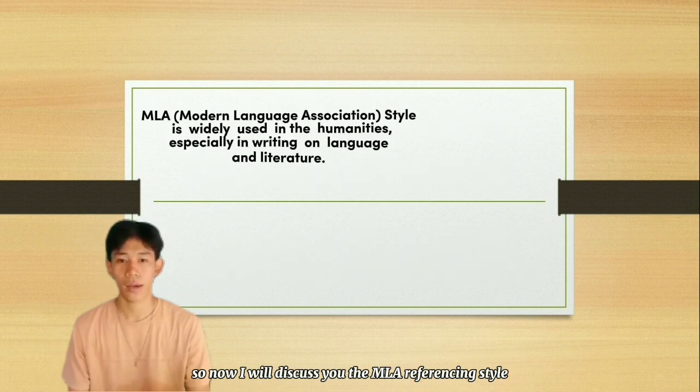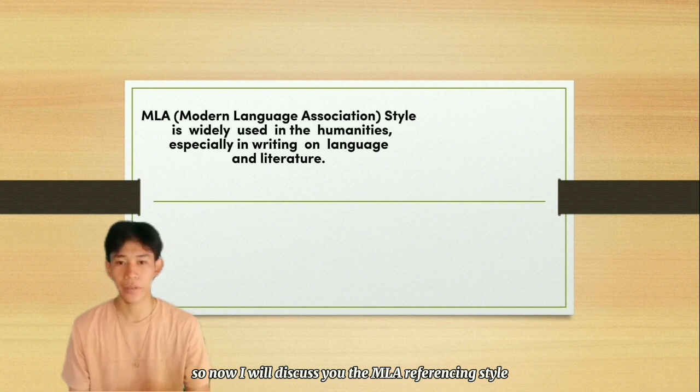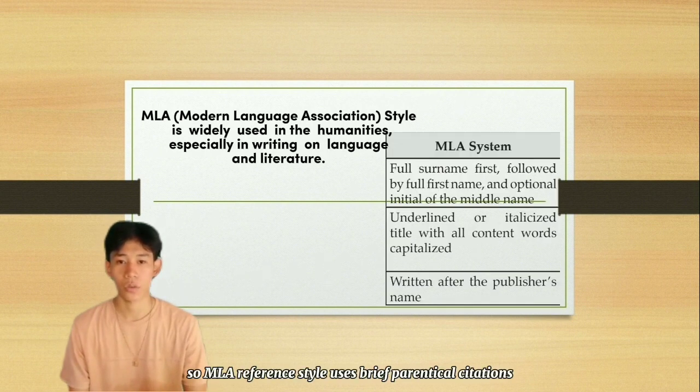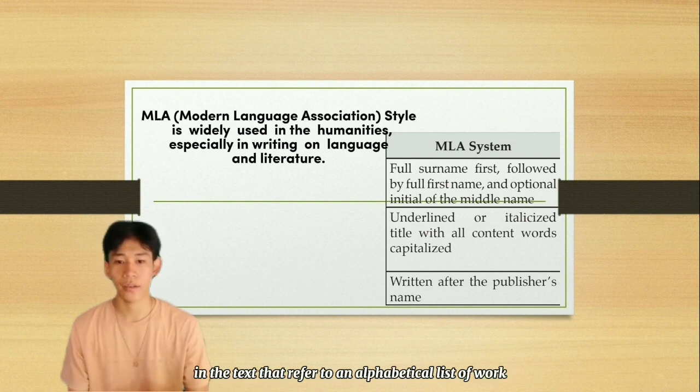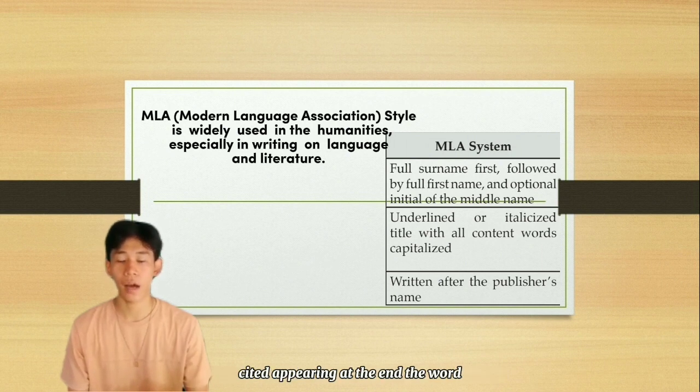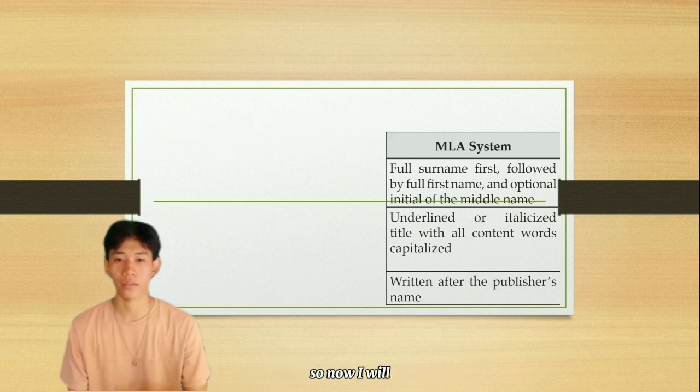So now, I will discuss to you the MLA referencing style. MLA referencing style uses brief parenthetical citations in the text that refer to an alphabetical list of works cited appearing at the end of the work.